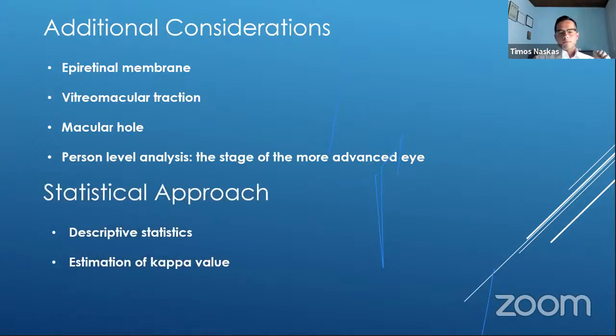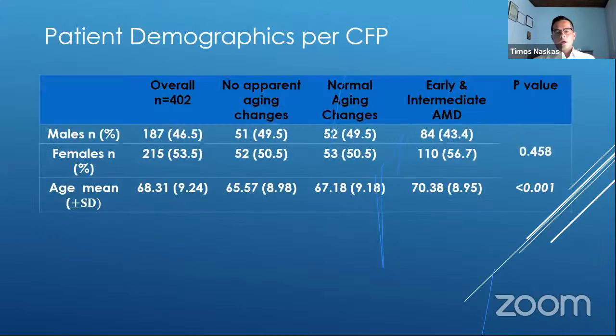And in terms of statistical approach, we used descriptive statistics. To compare categorical variables, we used the chi-square test, and one-way ANOVA to compare continuous variables. And whenever we compared the two systems, the photographic one along with the OCT system, we used the chi-square test along with the estimation of the kappa value so that we can see whether these two systems would agree with each other.